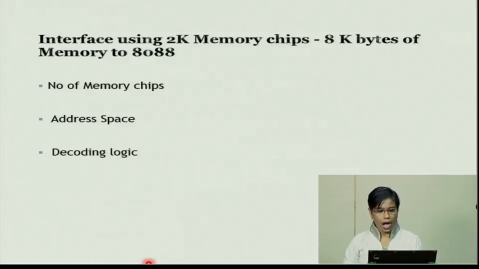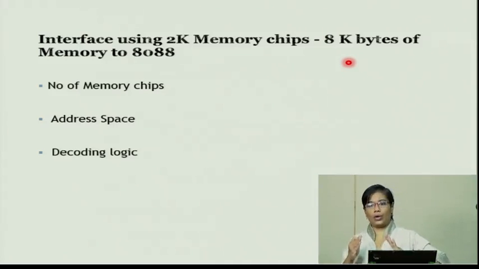We are going to see how to interface 2K memory chips. We need to connect up to 8 kilobytes of memory to 8088. We have to have an 8088 system which is going to have 8K of memory, and what is available with us are going to be 2K memory chips. So whenever you're doing memory interfacing, you're going to make three different decisions. You are going to decide on the number of memory chips that would be required.